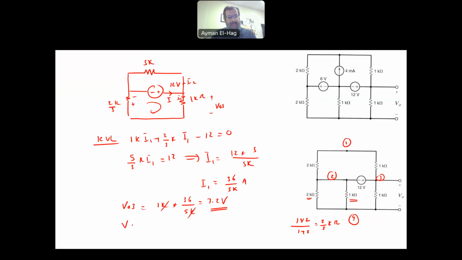So your V output is equal to V01 plus V02 plus V03, which is 0, minus 1.2 plus 7.2, and this will give me 6 volt. So the output voltage here will actually be 6 volt. Go and try to solve the circuit as it is without simplifying it, and then you will find that the V output is actually equal to 6 volt.